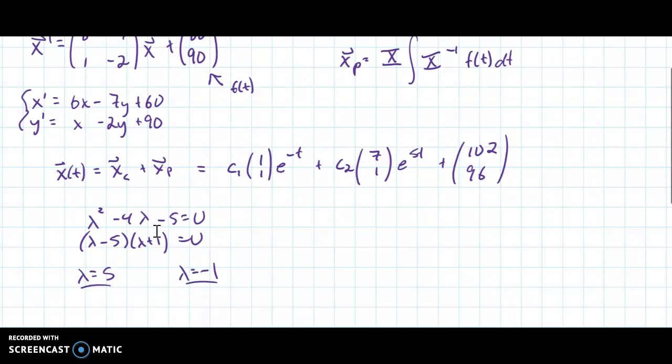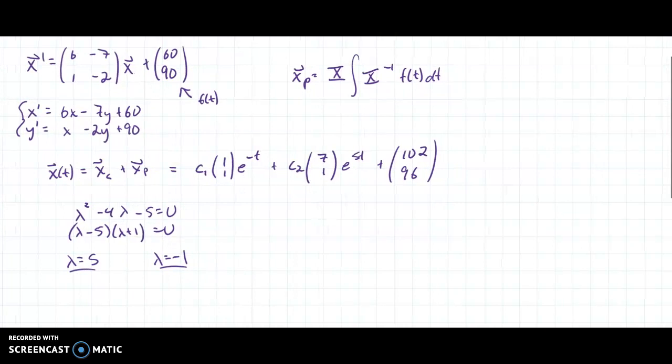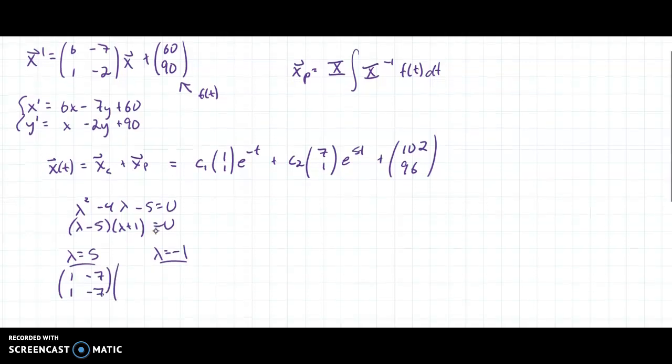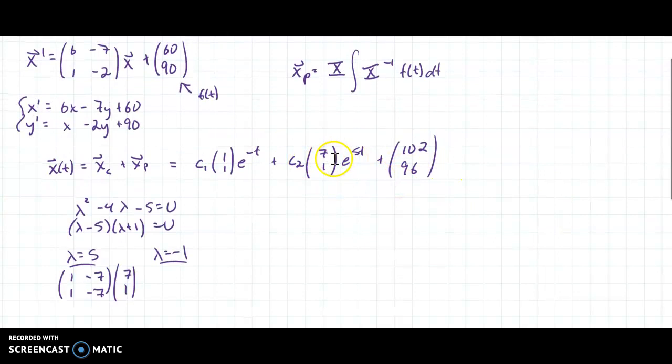With my 5, I will give myself a little bit more space. There we go. 6 minus 5 takes me to 1, negative 7. And then 1 and then negative 2 minus 5 takes me to negative 7. All right, they line up. That's good. So I take 7, 1. That winds up being this piece right here.